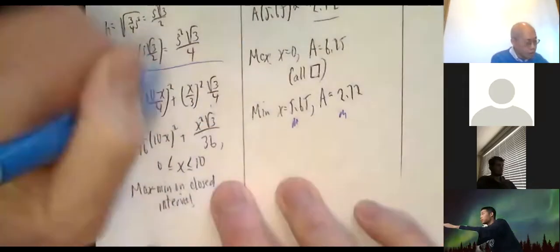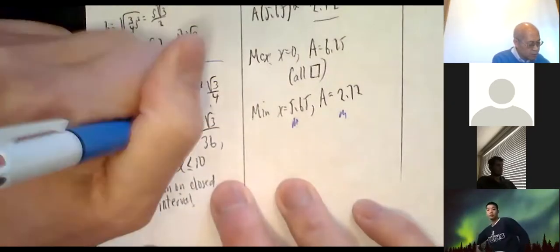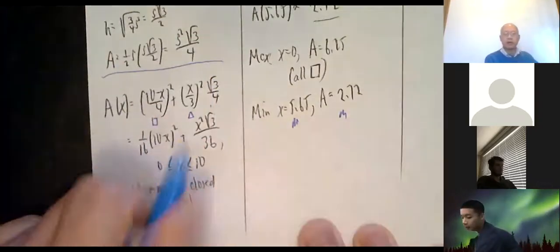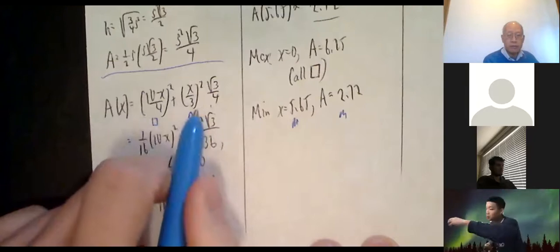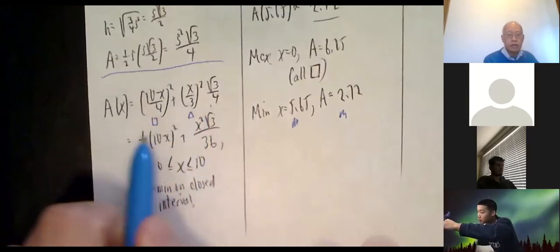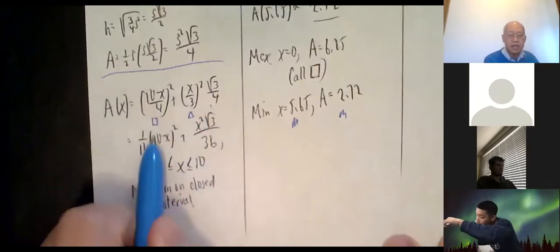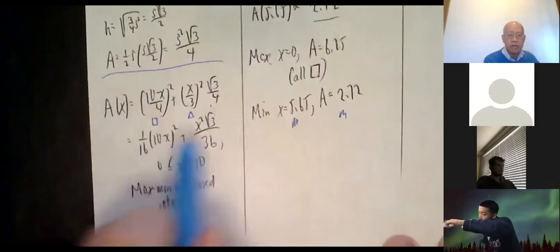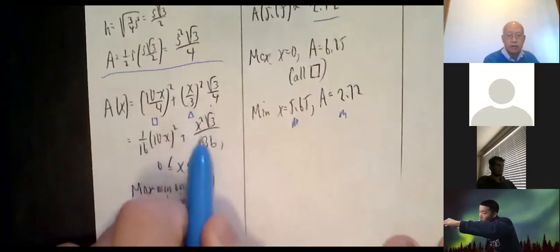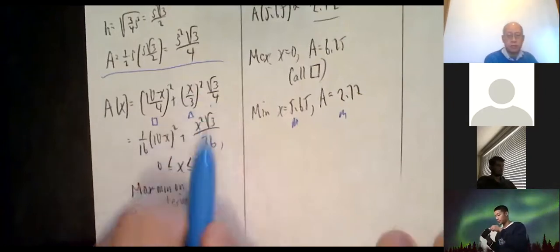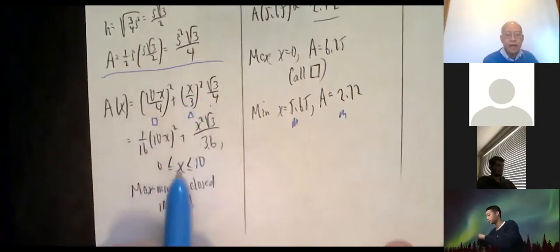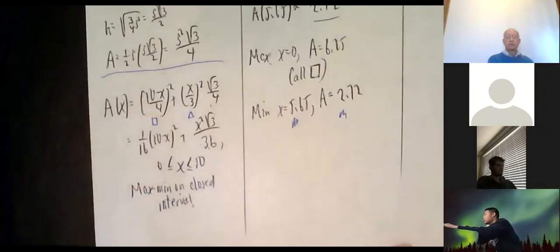Okay, so this is for the square. Maybe I would put a little square there and a little equilateral triangle there. Okay, so the total area is the area of the square plus the area of the triangle. Okay, a little bit of algebra. This is 1/16, 10 minus x squared plus x squared radical 3 over 36. 3 squared is 9, 9 times 4 is 36. And x is between 0 and 10.